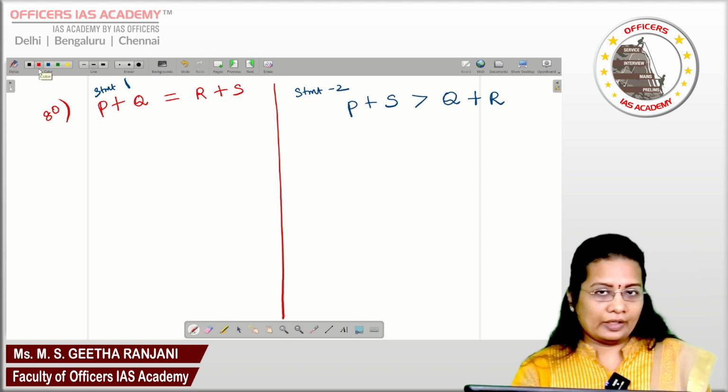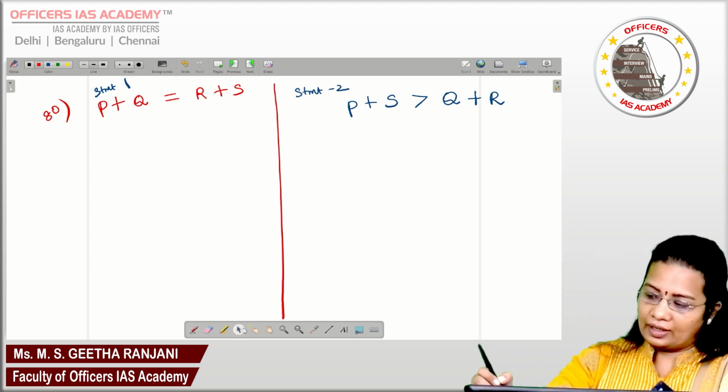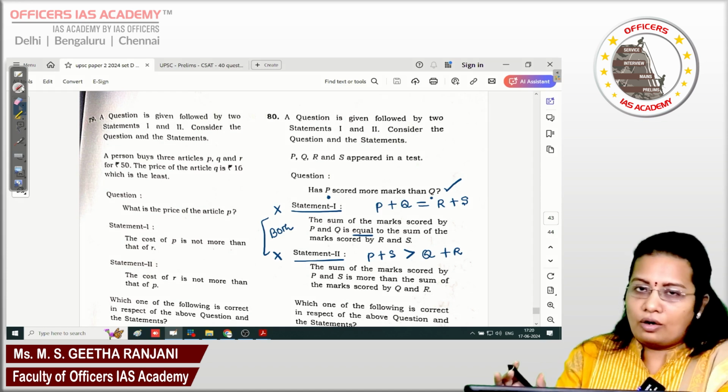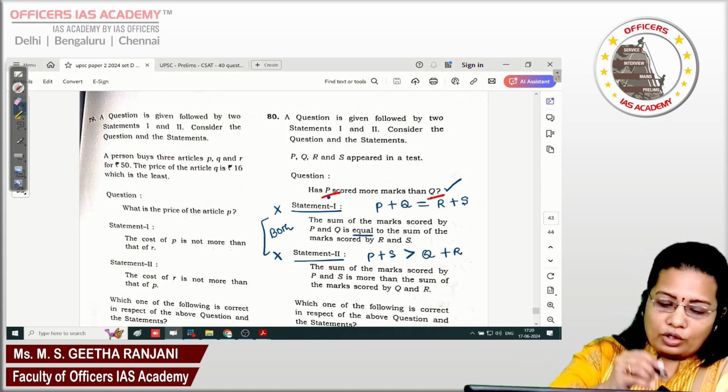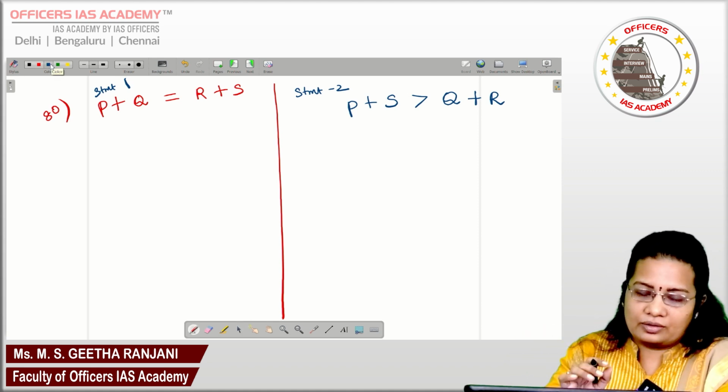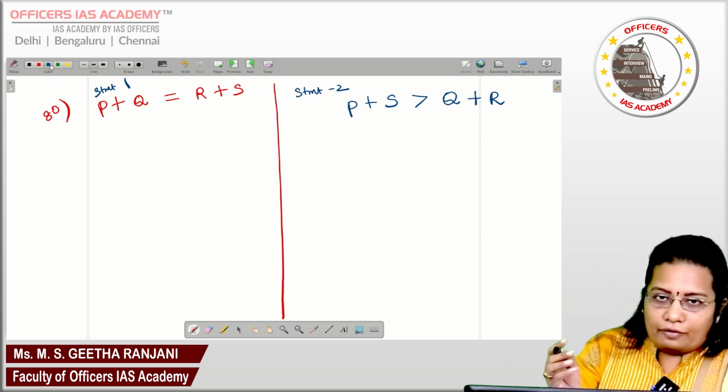So from this, whether we will be able to get the answer for whether P is greater than Q or not. It may be true or false. We want to get the same answer in all the cases. True means true, or false means false, right?